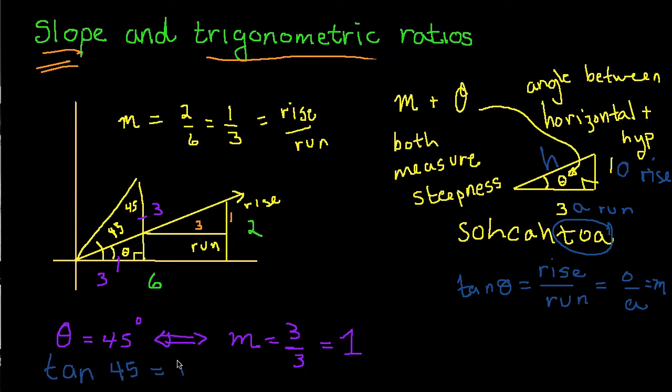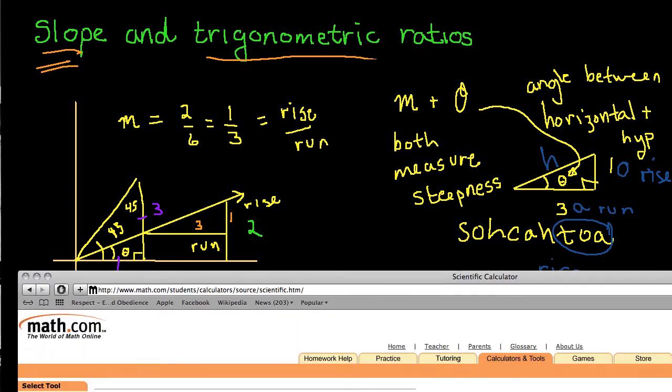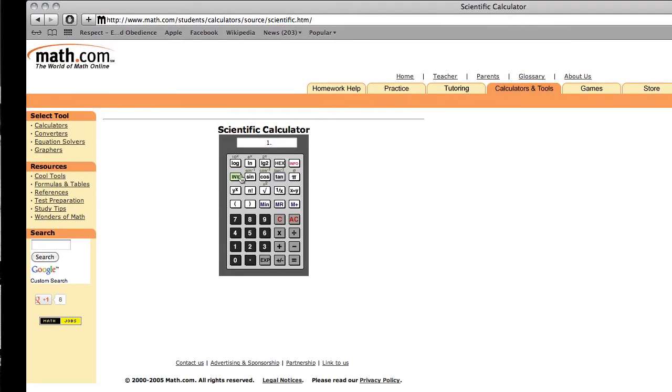Okay, or if we have the slope, so if we're starting on this side and we know the slope, then we could say, hey, if the slope is 1, then what's the angle? Well, in order to solve that, we use the inverse tan. So the inverse tan of 1 should be 45. So here's 1, we're going to take the inverse tangent, and we get our 45 back. Great.